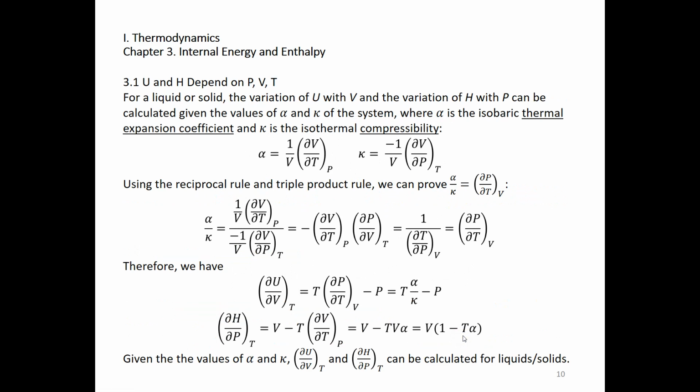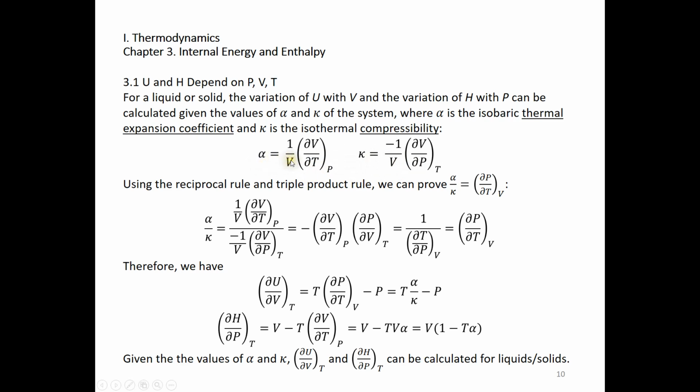For a liquid or solid, the variation of U with volume and the variation of H with pressure can be calculated given the values of alpha and kappa. Actually, that's why we introduced alpha and kappa in the first place. Again, alpha is the thermal expansion coefficient. Kappa is the compressibility. These two are the definitions of alpha and kappa, in the form of equations.